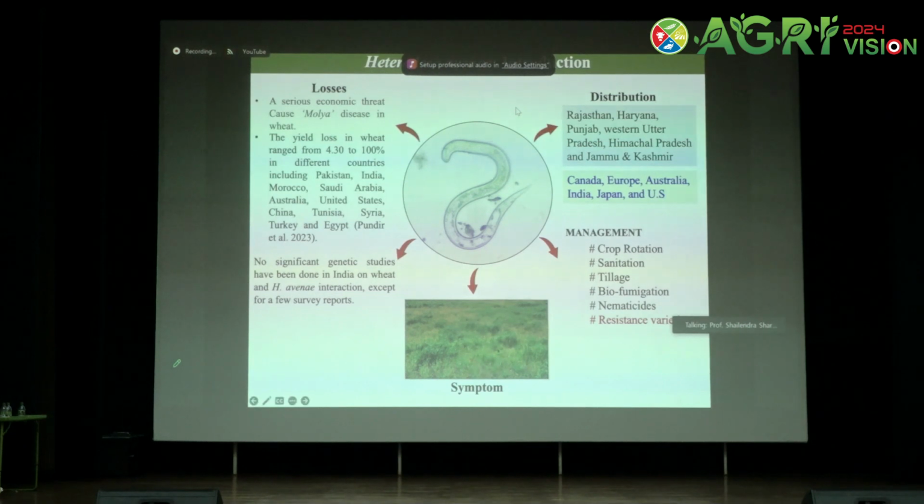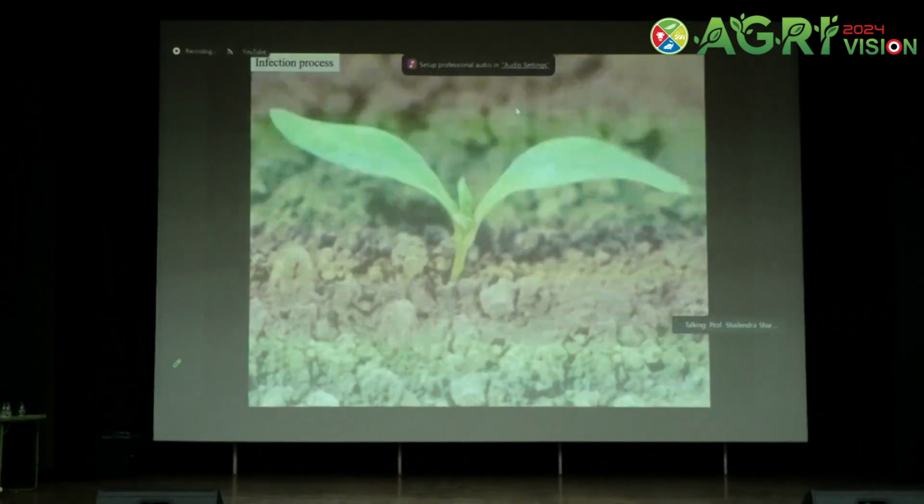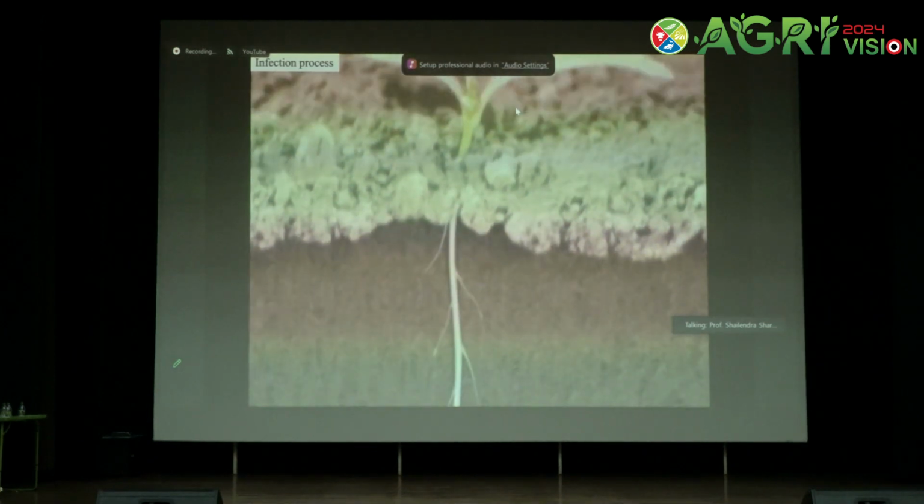In the lower portion, you can see these patches. These are the empty patches in the wheat field, due to nematode infestation of the roots. I just want to show one video.